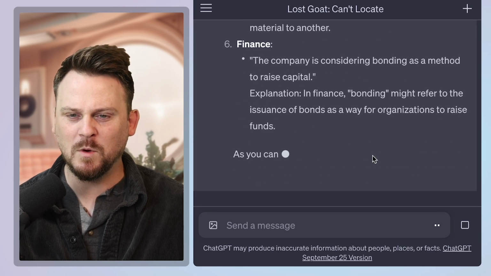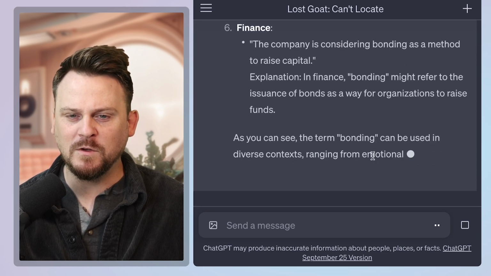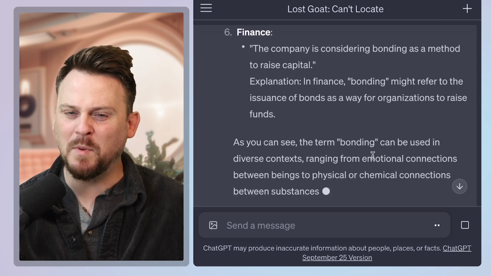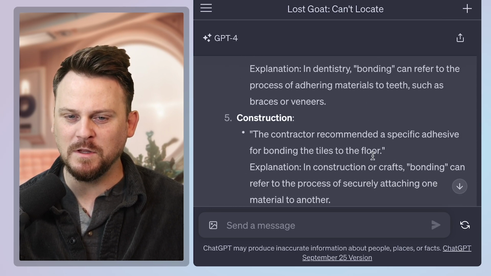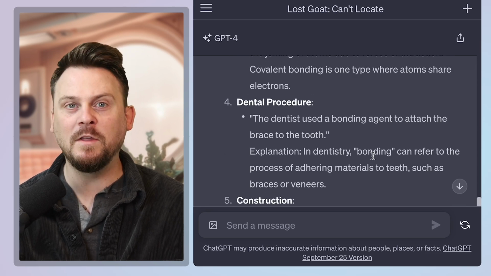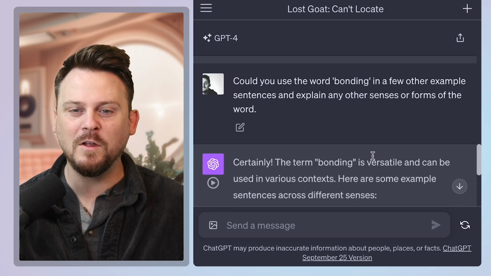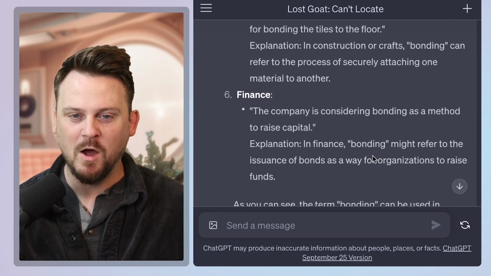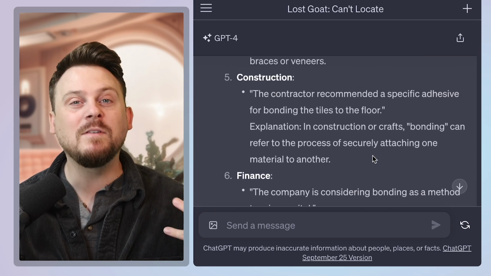And I think the finance one, bonding might refer to the issuance of bonds. Does bonding have anything to do with... I don't think that one has anything to do with the others in terms of meaning. Although, wait a second. No, I think it does. Actually, I think it does. I believe it does. Yeah, I think they have a common thread all the way through them as far as I can tell. And you could go even deeper.